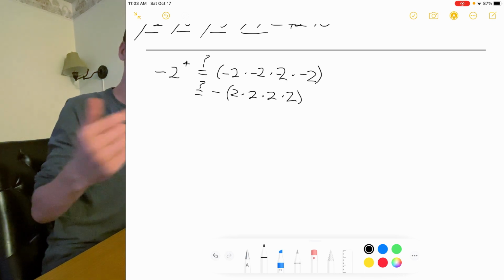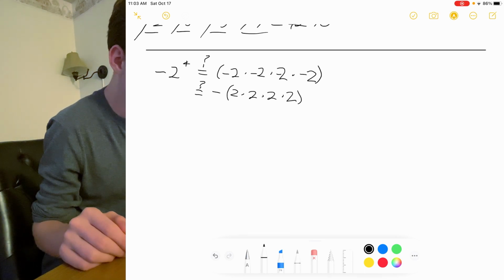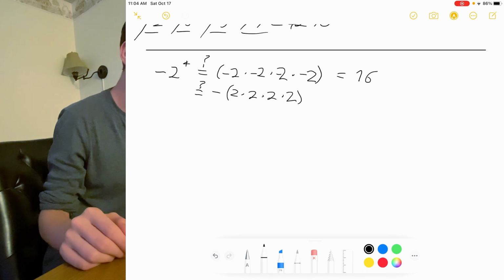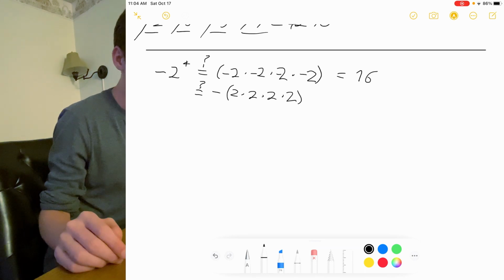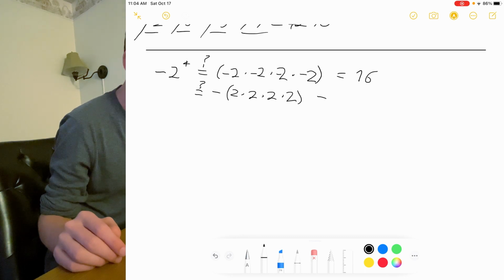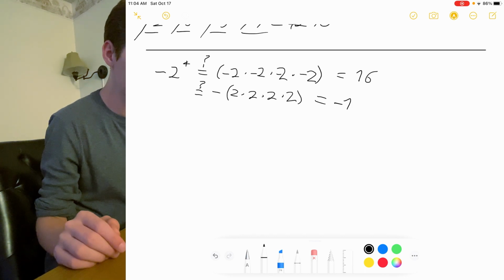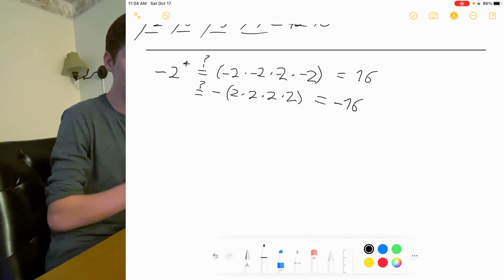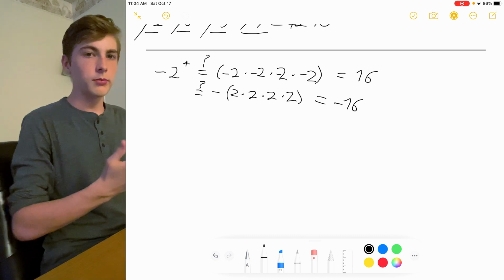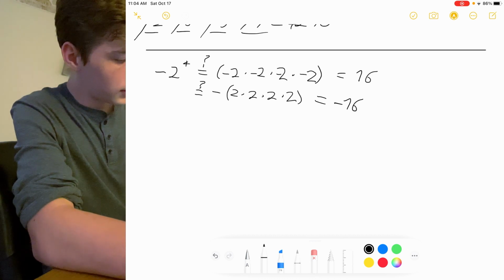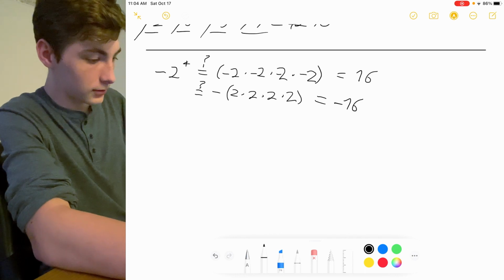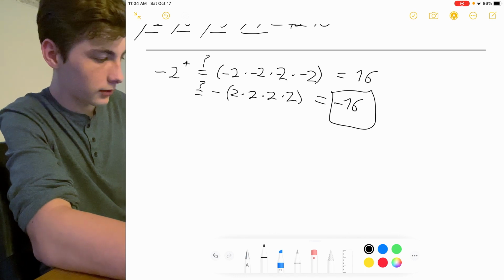2 to the 4th, just by itself, is 16. This one would give us positive 16, right? Because we have an even number of negatives. There's 4 of them. So that one will give us positive 16. This one will give us negative 16 because we put just one negative at the end, right? So which is it going to be? And the answer is this one right here. It's going to be negative 16.